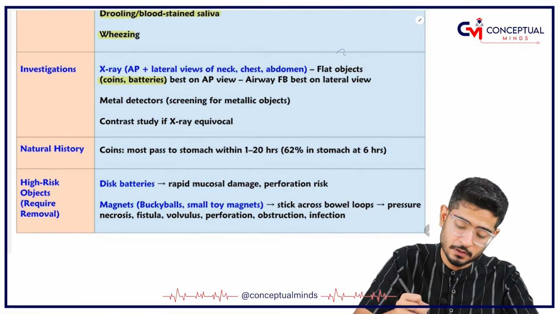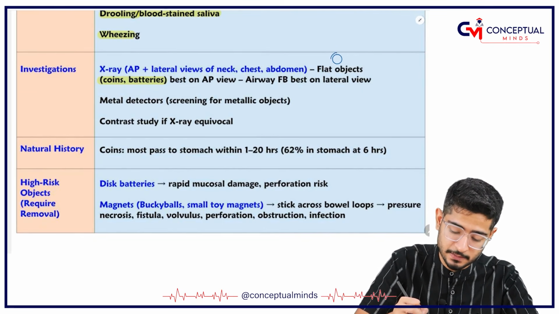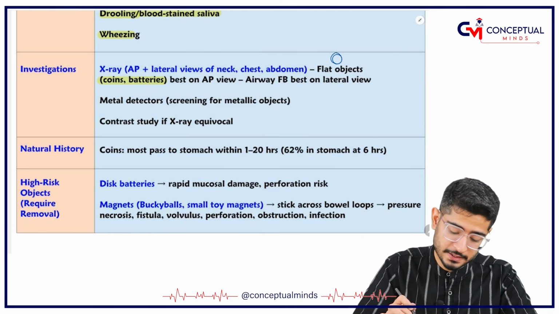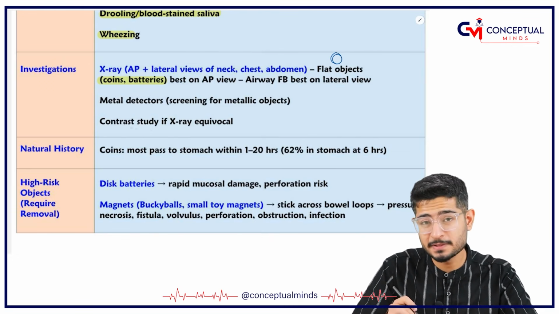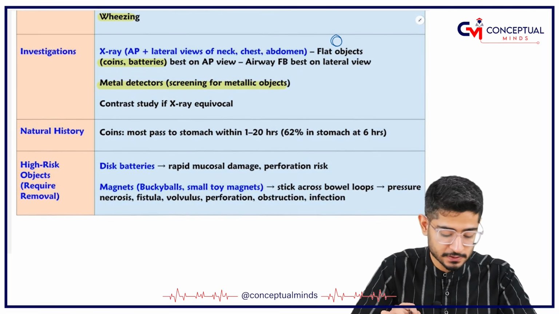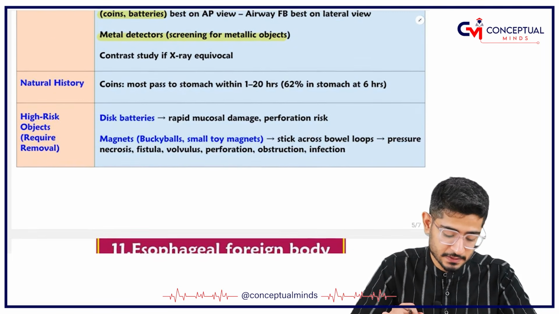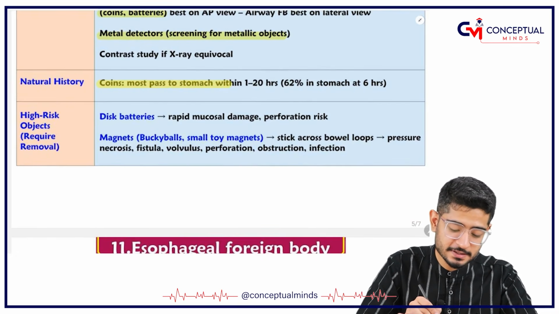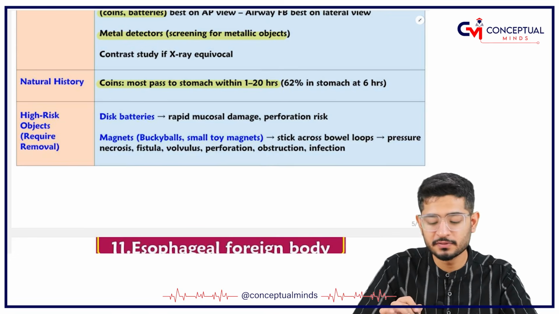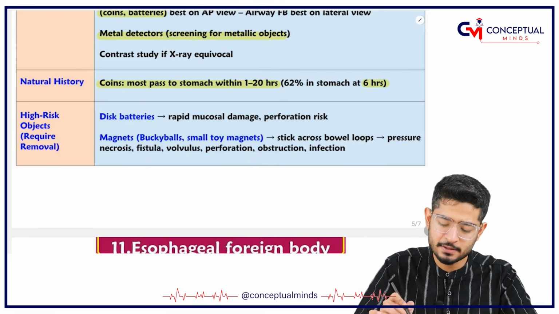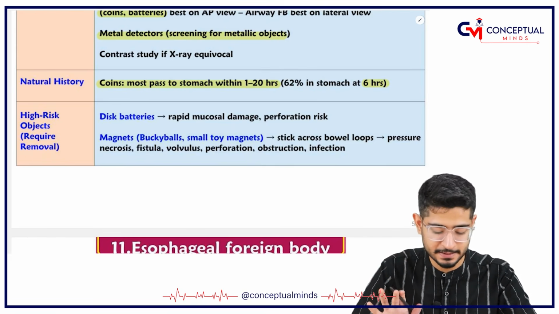Button batteries are always double lumened. So if you are seeing something which is double lumened, these are button batteries, whereas coins you can see simply. Sometimes metals can also be lodged, so metal detectors can screen those objects. Next is the important part, as a doctor you should know. Most of the coins pass to the stomach within 1 to 20 hours, and mostly at 6 hours they are going to pass.